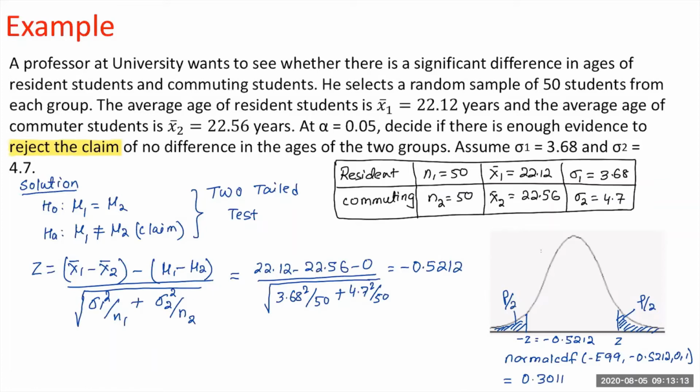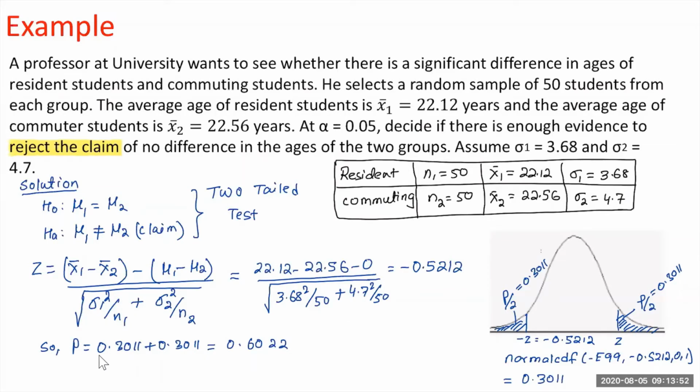Let me try to show that here. This is equal to 0.3011. And this is also equal to 0.3011. Once you have this area, if we add those two areas, that is your p-value. So in the next step, we can write the p-value. So p is equal to 0.3011 plus 0.3011, which is equal to 0.6022. We get the p-value.